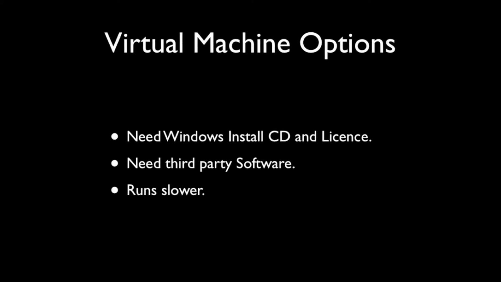The next option we'll look at are virtual machines. So there's a few different virtual machines we can run, but a virtual machine basically emulates a full computer. So again, we need the Windows CD and third-party software, which is Parallels or there's a couple of others that I'll go through. It does run slow, so it's significantly slower than running on the actual hardware.